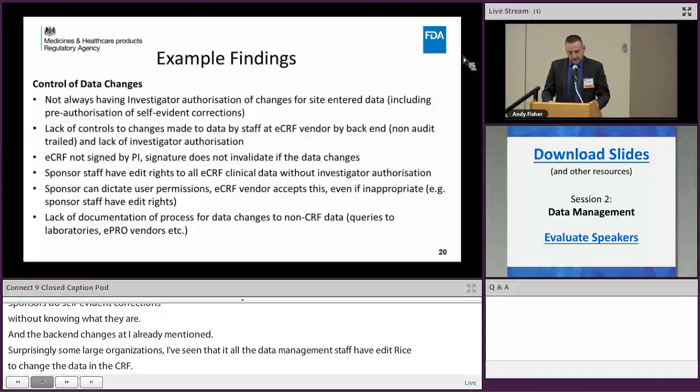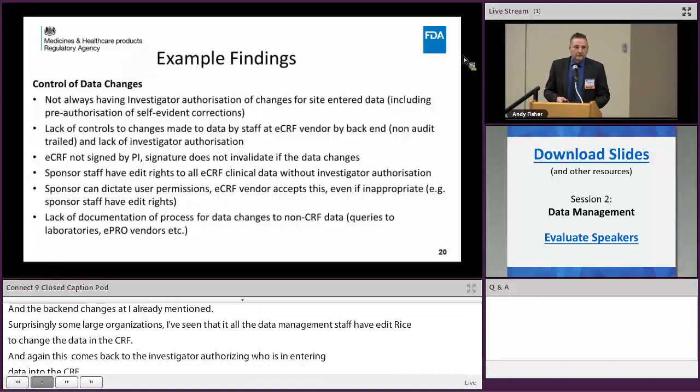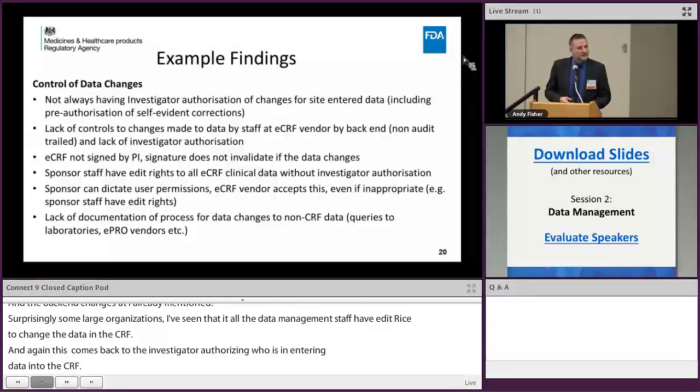It's also important that there's the audit trail as well for managing changes to data that's not in the CRF, so any ePRO, lab data, etc.